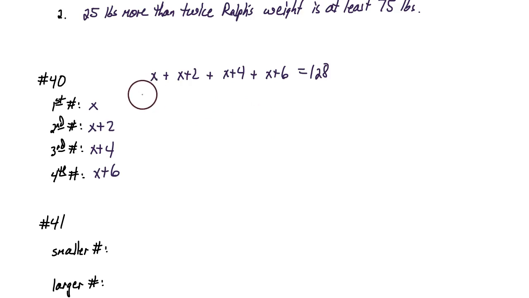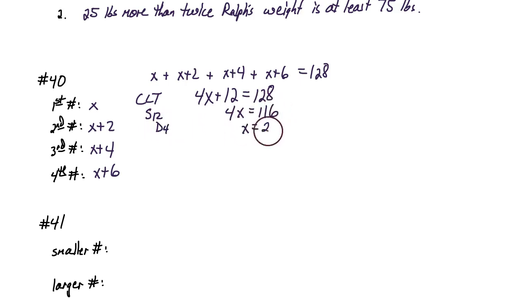Now solve the equation. Combine like terms. X, x, x, and x is 4x. 2 plus 4 plus 6 is 12. Subtract 12 from both sides. You get 116. And then divide by 4. X is 29, which is an odd number, and that's good because we were looking for odd numbers. So our first odd number is 29. 29 plus 2 is 31, then 33, then 35.